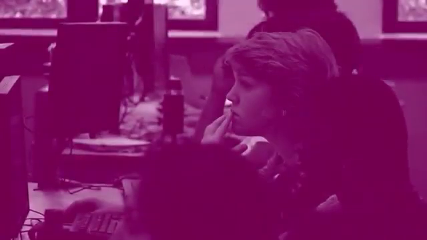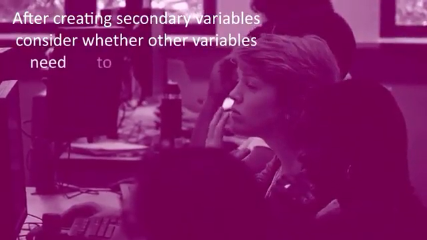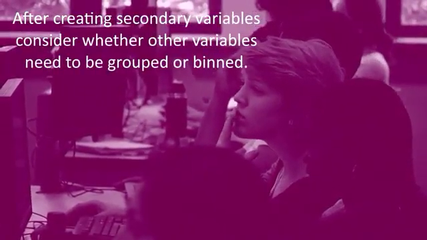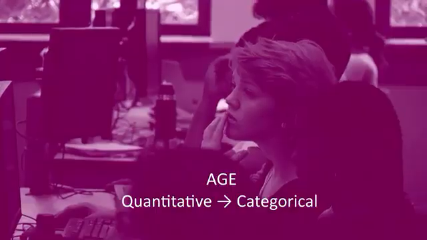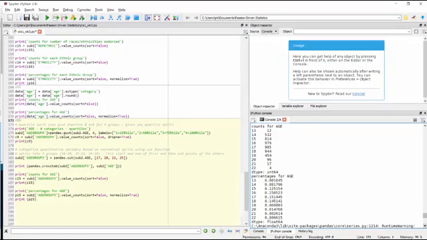Once you've created the secondary variables that you feel you will need, you can also consider whether any of your quantitative variables or categorical variables need to be further grouped or binned. As an example, we're going to show you how we might choose to group age in the NESARC sample. If rather than treating age as a quantitative variable, we want to compare age groups categorically, we could examine the number and percent of observations at each age and make decisions about how we might best make groups.